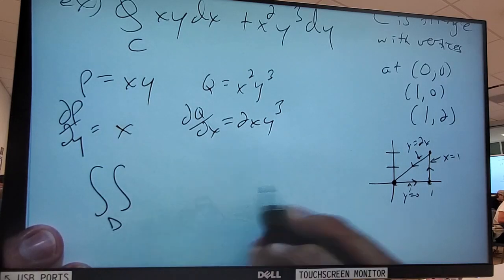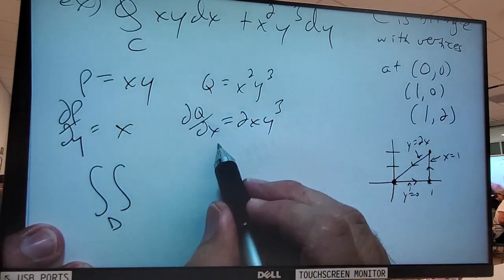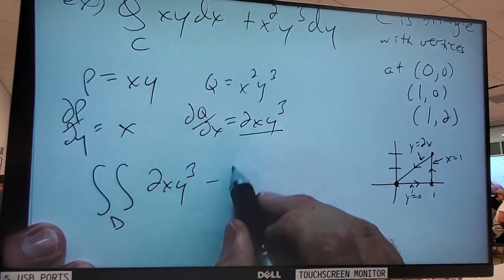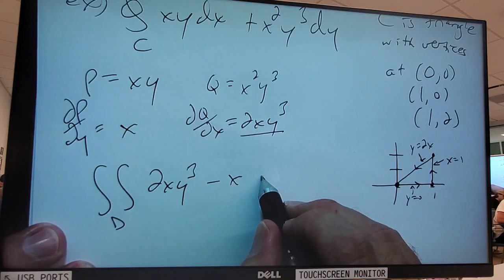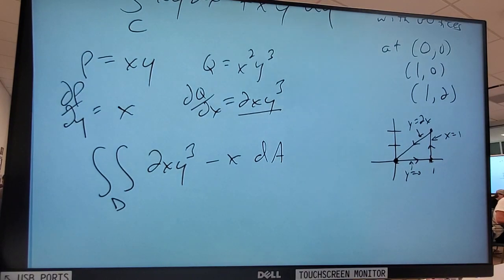I'm going to just put a d here for this d over there, of dQ/dx minus dP/dy. And I still have to figure out what order I want to do this in. Now, I think double integrals aren't as bad as you might have thought at first.